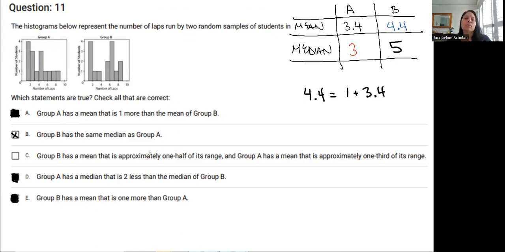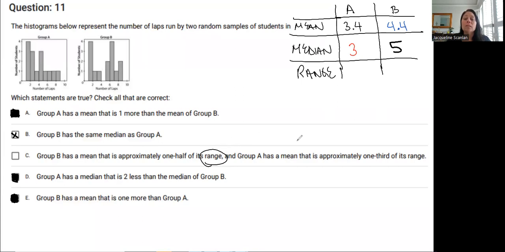Here's the issue. Answer choice C is kind of crazy. So we're going to have to do some pretty intense math. The good news is that we've got calculators to help us. Answer choice C says group B has a mean that is approximately half of its range. Oh, shoot, I forgot to find the range. So let me add in range down here. It's not going to be too hard.